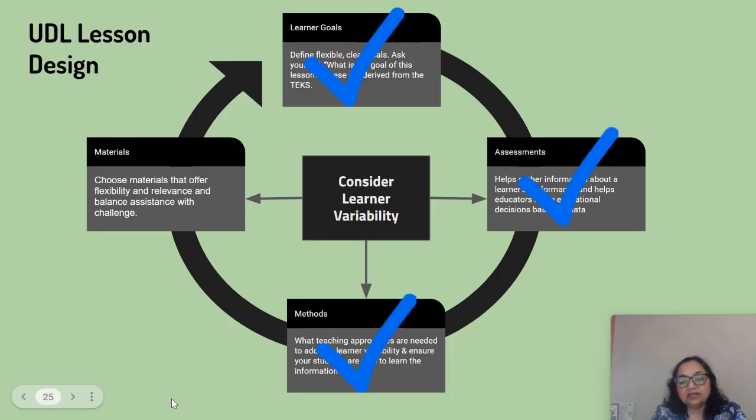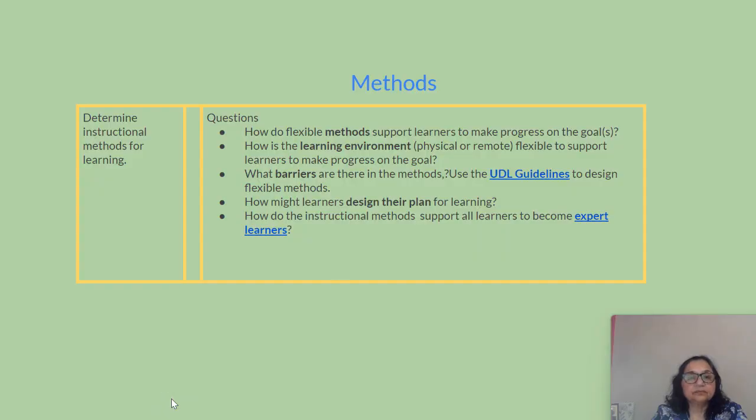Now we are done with assessments. Let's go to the methods. What questions come to your mind when we talk about the methods? What are some questions you think? What methods am I going to use? There are multiple ways the student can learn content, build background knowledge, and explore the knowledge and skills. Under UDL, the student can choose the methods by which they can learn.